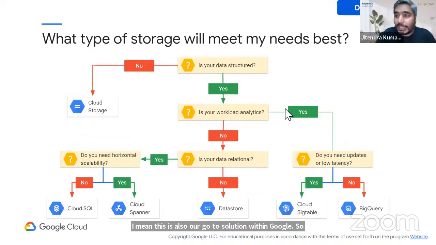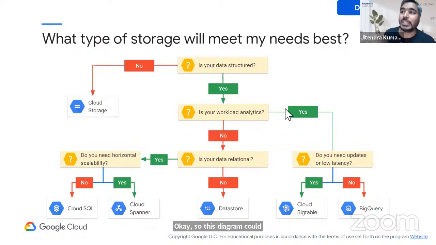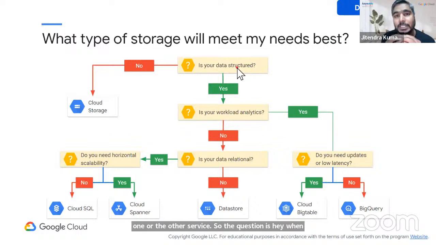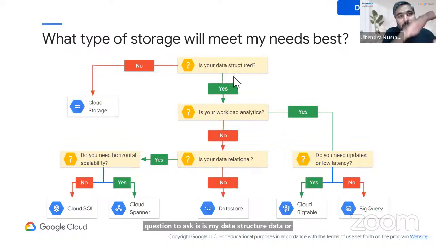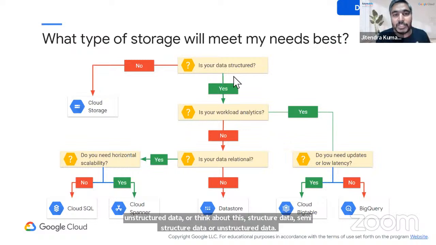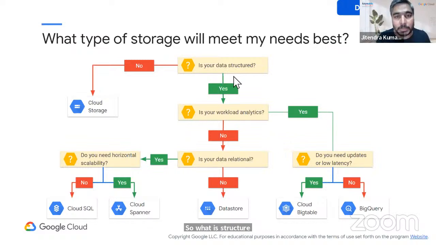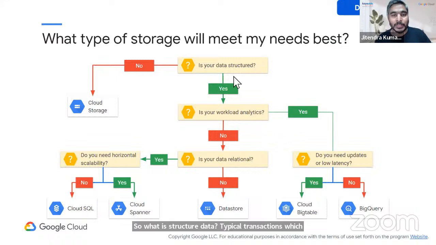Okay, so this diagram could be one way for you to select one or the other service. So the question is, hey, when I have to select one or the other database service, the question to ask is: is my data structured data or is it unstructured data? Or think about this: structured data, semi-structured data, or unstructured data. So what is structured data? Typical transactions which need to go and sit in a table, right? Rows and columns. That is your structured data, right?